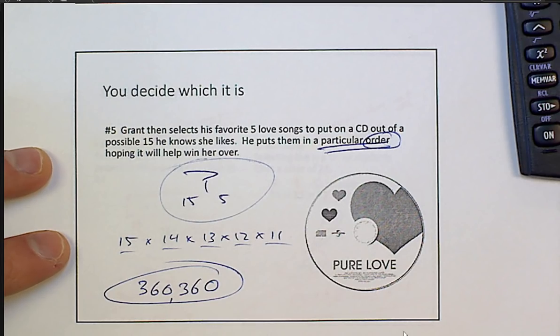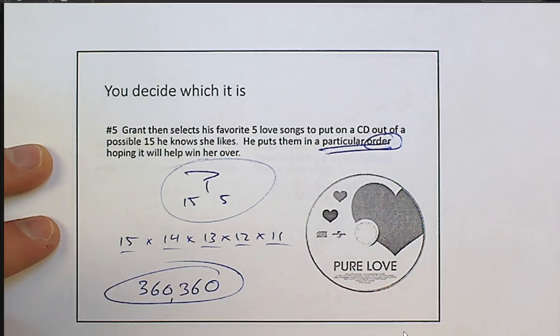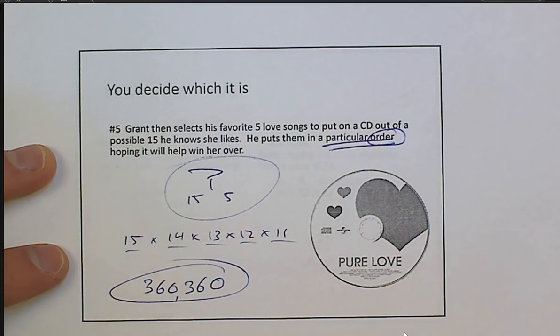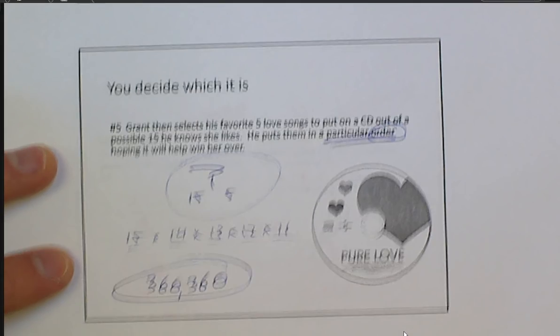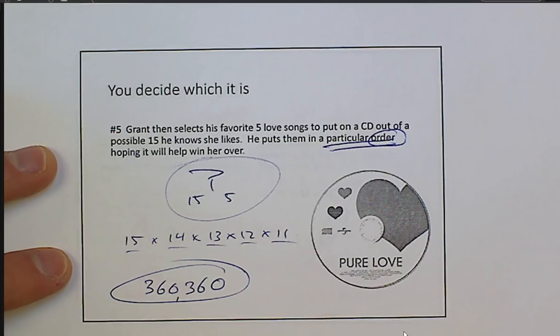Okay? So the biggest thing that I want you to take away from this lesson is really the difference between permutation and combination, and it's real simple. Permutations require order, and combinations do not.